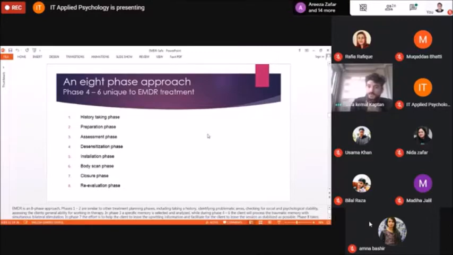In phase 6, you scan the body again. If you still have the pain in your chest, then it means EMDR didn't work, or it means EMDR is not for you, or you need extra sessions. Phases 7 and 8 are similar to other treatments. You check if your client is okay and they are ready to go. Next slide, please.